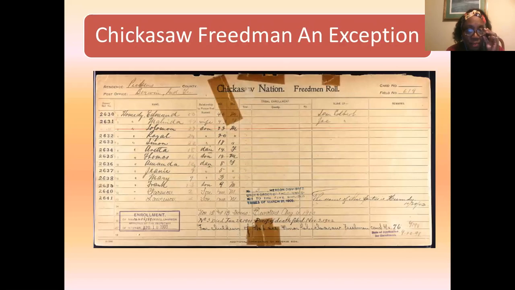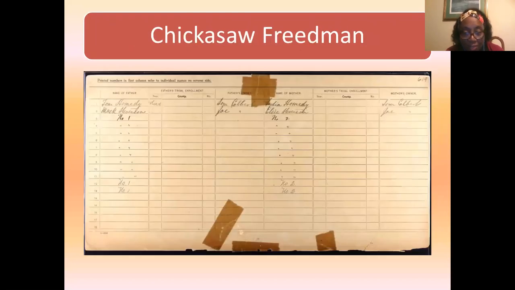Now, here is an interesting exception. We're looking at Edmund Homedy. And in this particular case, you see the information that's there. Of course, it's blank, all that information. But you do get additional information. You see, for example, first of all, Lydia, his mother, is still alive. She's not deceased. So that's going to tell you, wow, you can get more information about her as well.